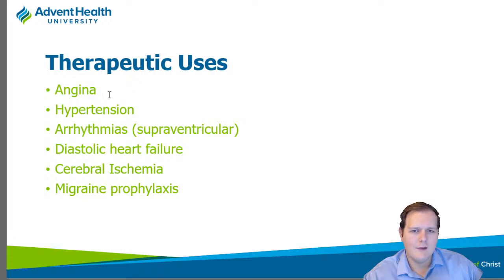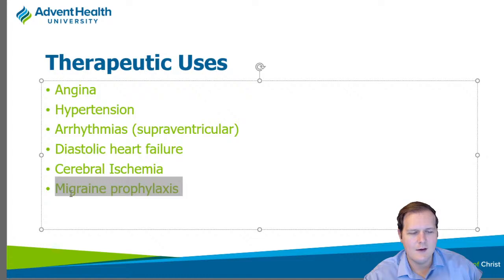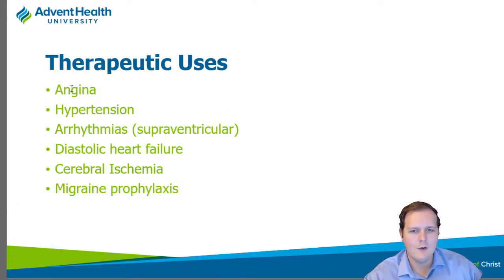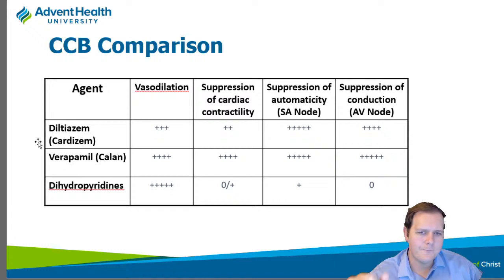What do we use our calcium channel blockers for? We can use them for things like angina. We can use them for hypertension. We can use them for supraventricular arrhythmias, which makes sense because they work on the SA and the AV node, I should say. Diastolic heart failure, cerebral ischemia, and then in some cases, migraine prophylaxis. Some of these things we're going to talk more specifically about when we get to them. So for instance, next semester, I'll talk about migraines and prophylaxis there, but we're going to mainly focus on the cardiovascular effects of these drugs right now.